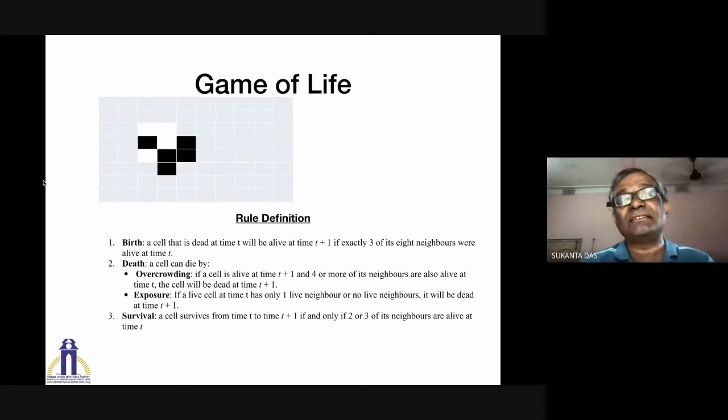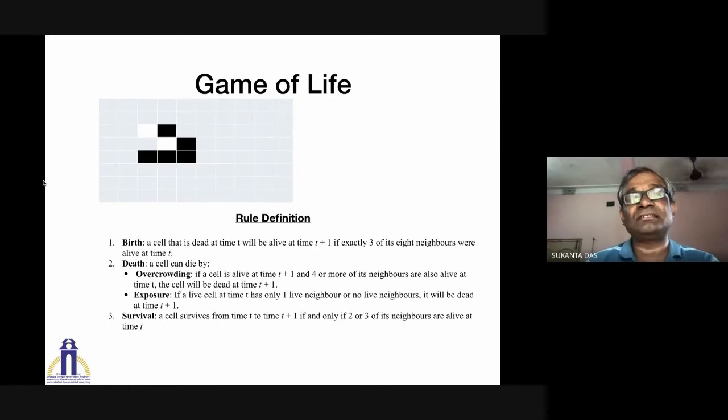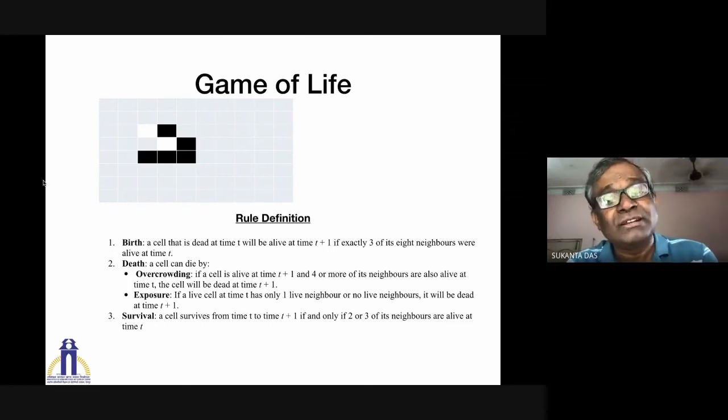You can see that in some states there is a change. Just check the topmost black cell. What is its condition? It has 8 neighbors. It is alive, but only one neighbor is alive: the southeast corner cell, if you consider east, west, north, south. So by the rule of death by isolation, it is a live cell, but it will die because only one neighbor is live.